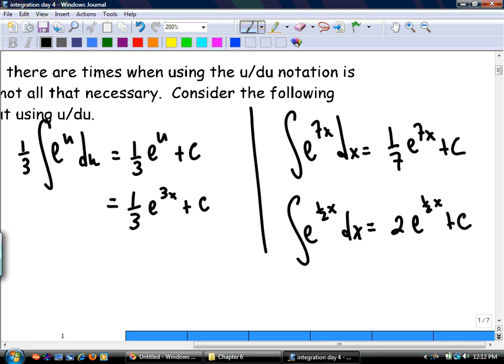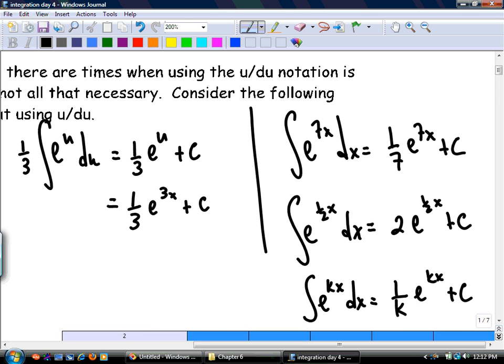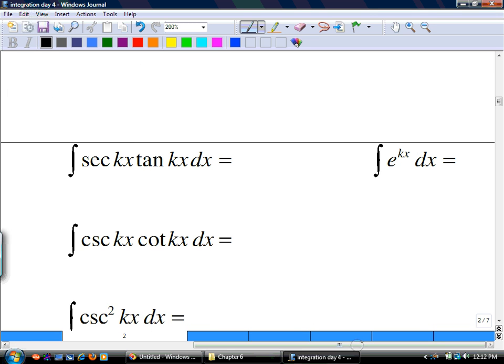Okay. So, do we need to do all that work when we see e to the kx? No, it gives us a formula. The antiderivative of e to the kx dx is 1 over k e to the kx plus c. And I think if you flip over to the next page, you might see that one somewhere. Oh, there it is. It's e to the kx, 1 over k e to the kx plus c.